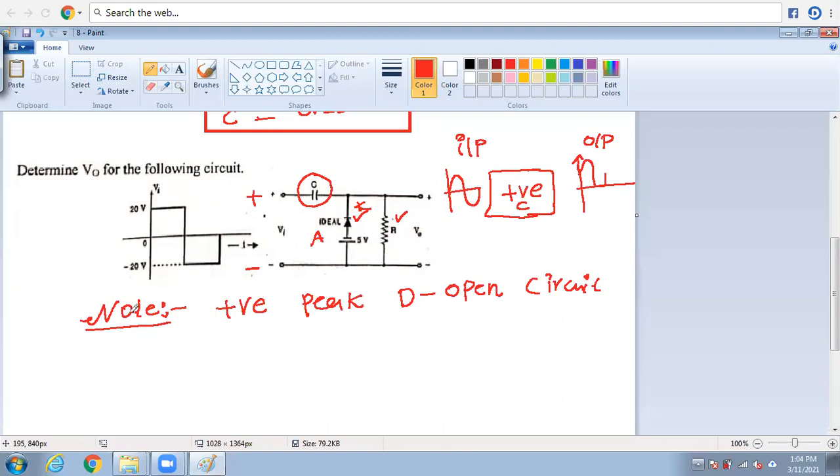Then there is another condition. If you apply the negative peak, what happens? The diode is short circuit. Why is the diode short circuit? Because this negative is connected directly to the diode's cathode terminal. So now it is a short.